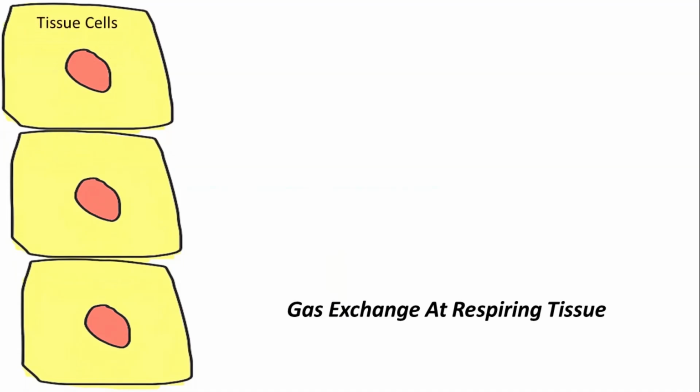So let's suppose these are our tissue cells. Tissue cells make up tissues, and tissues make up organs, and organs make up organ systems. Our cells during cell metabolism produce carbon dioxide. So this carbon dioxide should be removed through our cells and it should be exhaled. So how does this occur, how is carbon dioxide transported from our cells to the outside air?